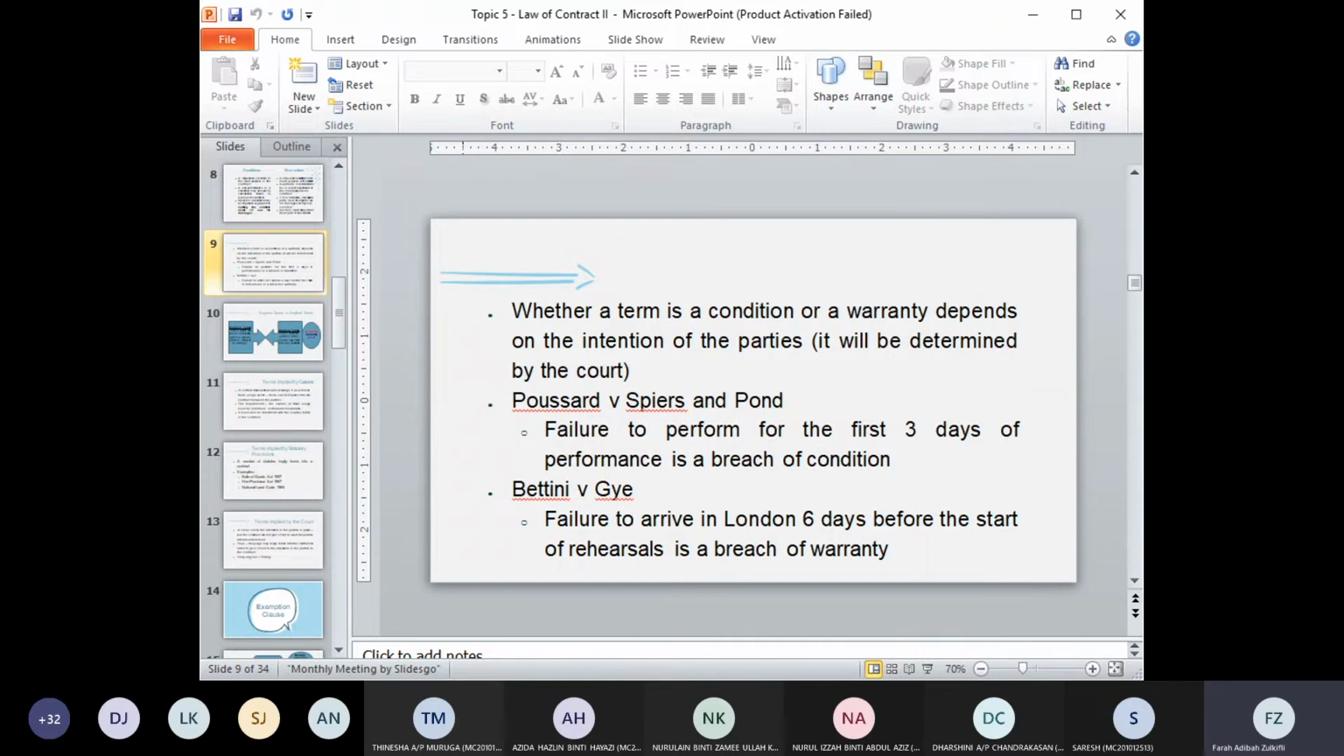Okay, so first, the case of Poussard. What happened in the case of Poussard? In the case of Poussard, the claimant, she was an opera singer, and she was contracted by the defendant to perform for a duration of 3 months. So the defendant in this case is Pond.